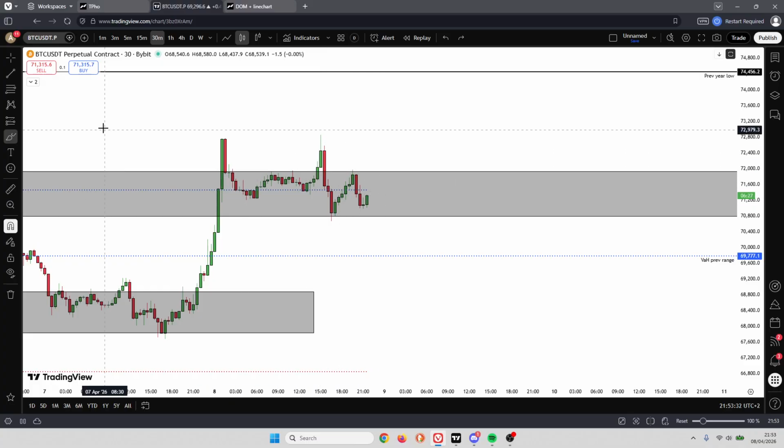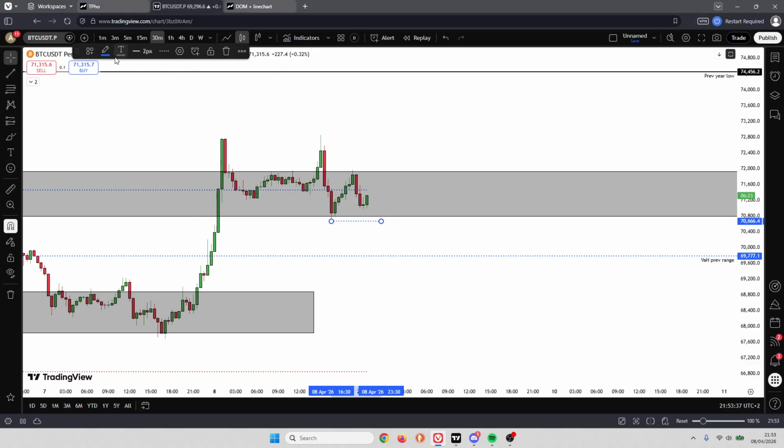Super simple. So what key pivots do we have nearby? Current low, let me actually put this as a red line.